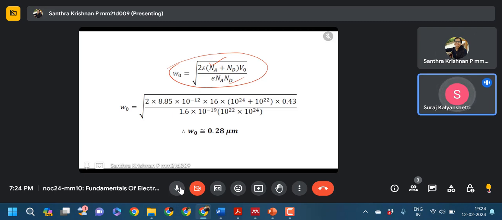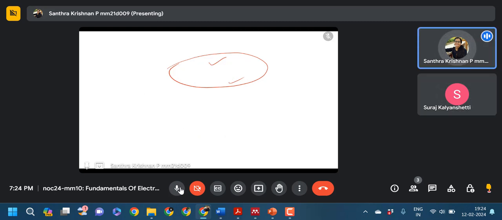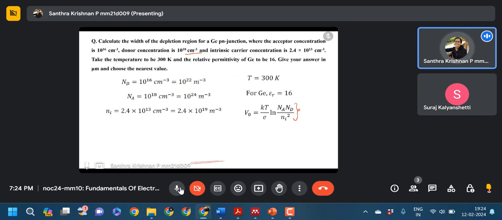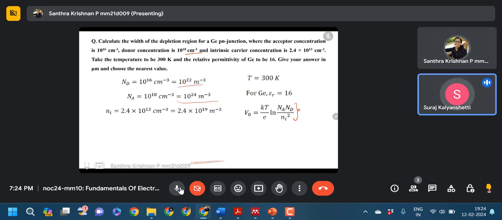I thought the conversion... Like, have you done the conversion? Initially itself, you can convert it into the same. Like 10 power 16, you can convert into 10 power 24 per meter cube. And everything is in meter cube. What was the issue? Let me read this question again. So you converted it to meter cube.